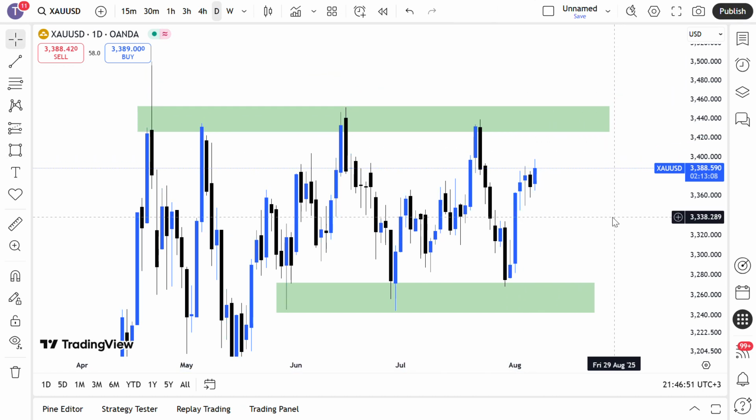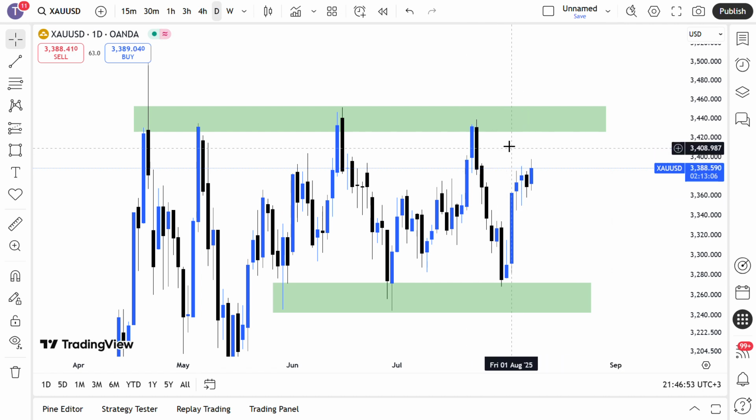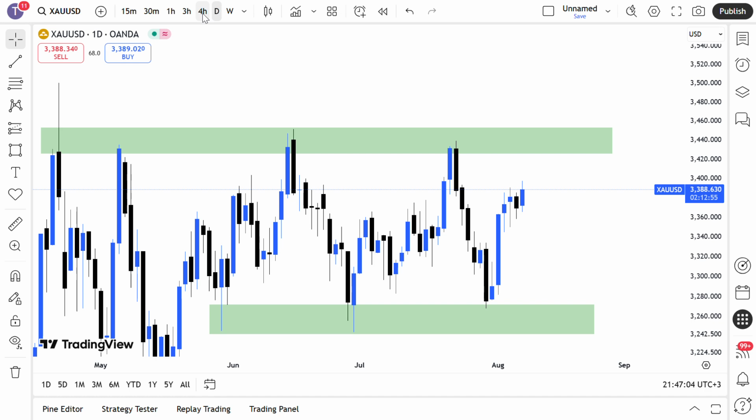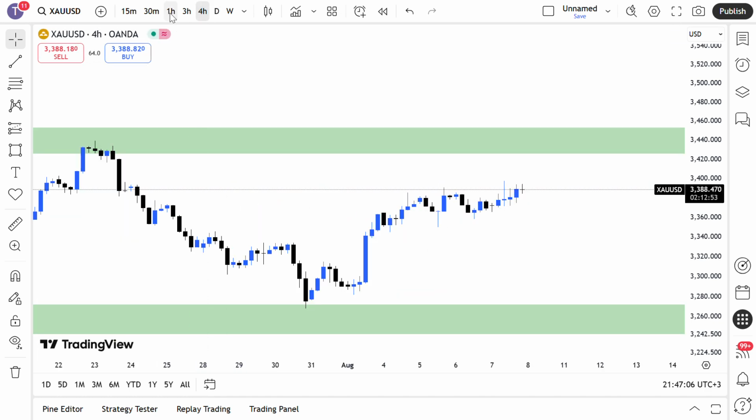So I'm waiting to see a reaction from this area, but for now I'm looking for buyers to buy from the setup, to buy from this area to the upside, and I'm going to look for a very good setup from the lower time frame.